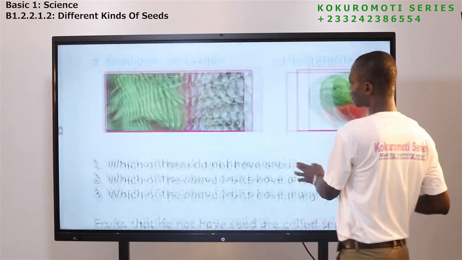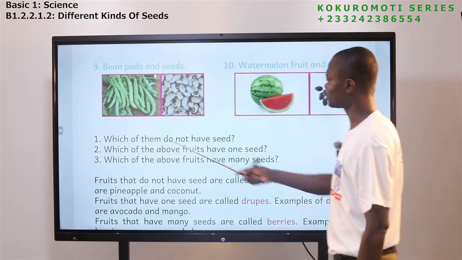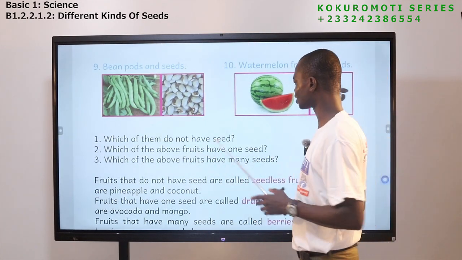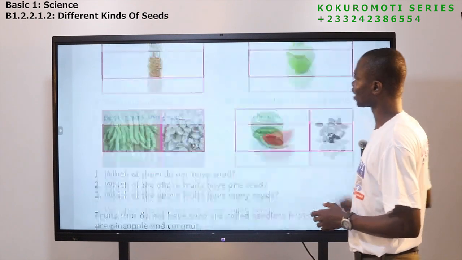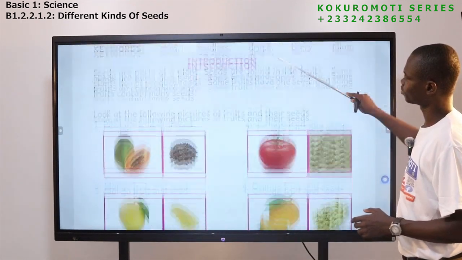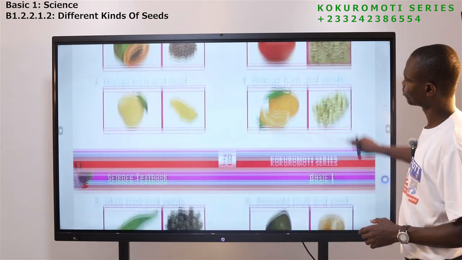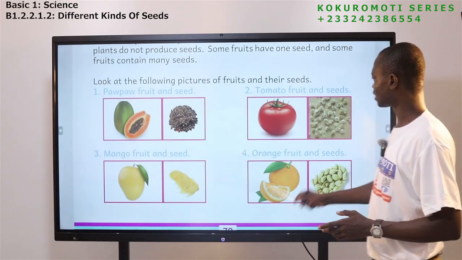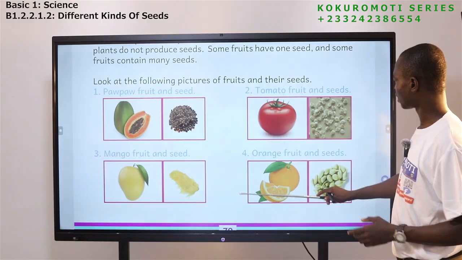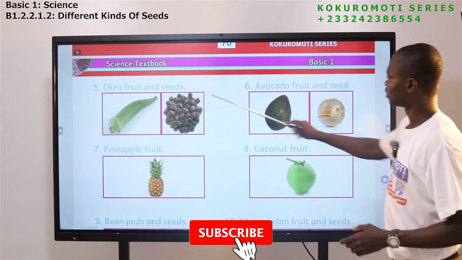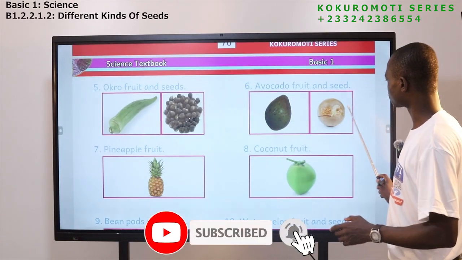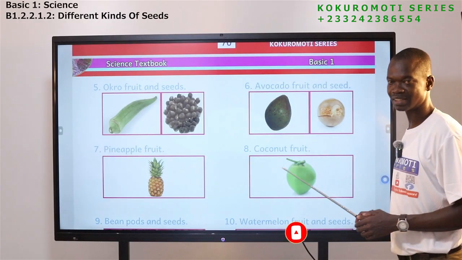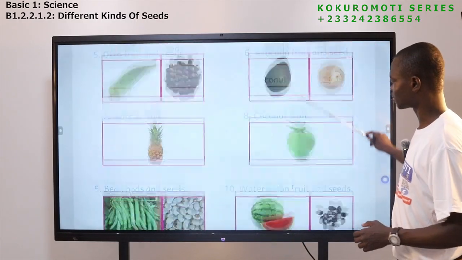Okay, so now let's look at the questions that we have. Which of them do not have seeds at all? If you look at these ones, which of them doesn't have seed? These are seed, these are seed, these are seed. This is another one, it has seed. These are seeds, these also have seed. But pineapple has no seed. Coconut too has no seed. Coconut, it doesn't have seed.